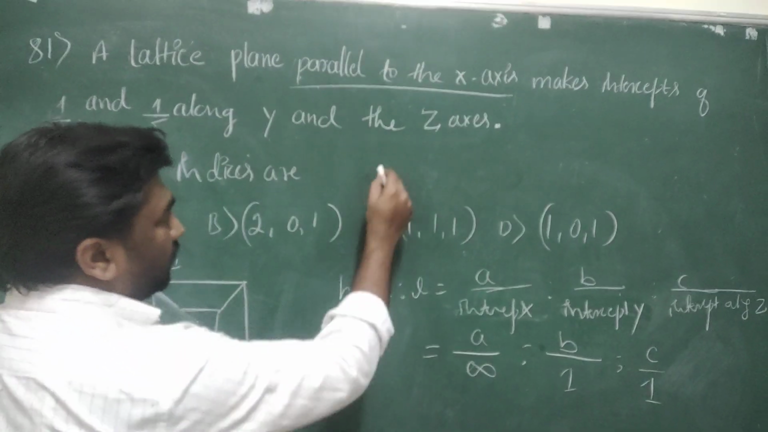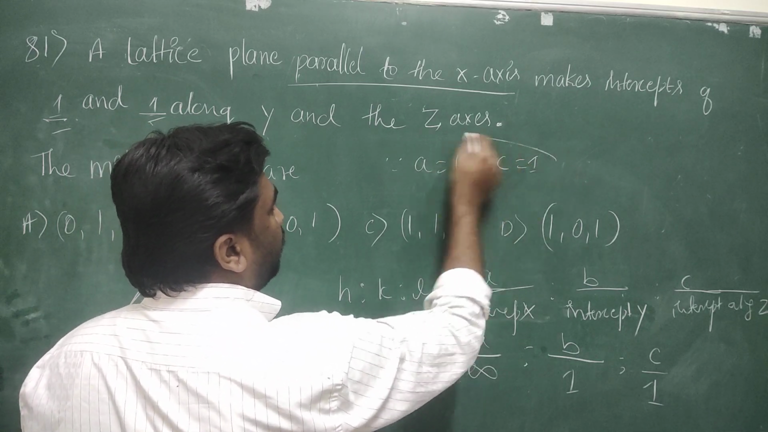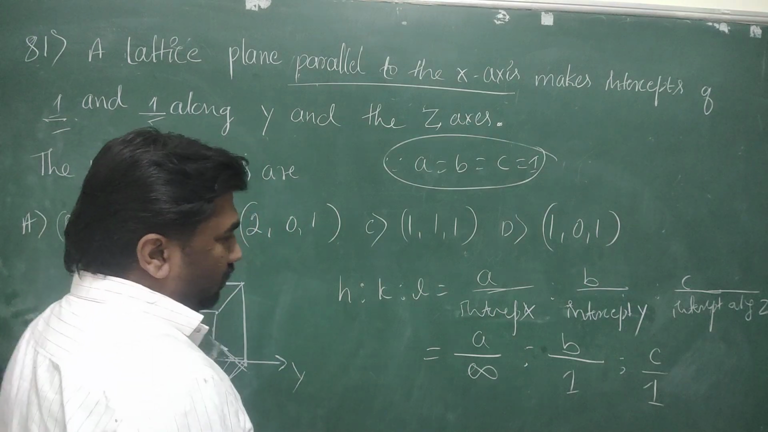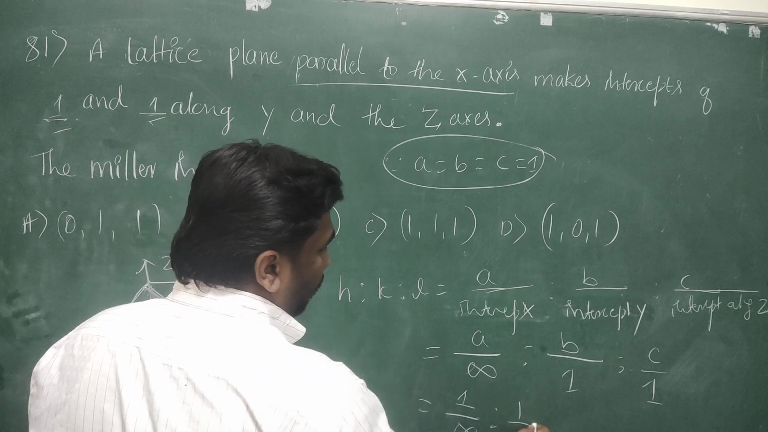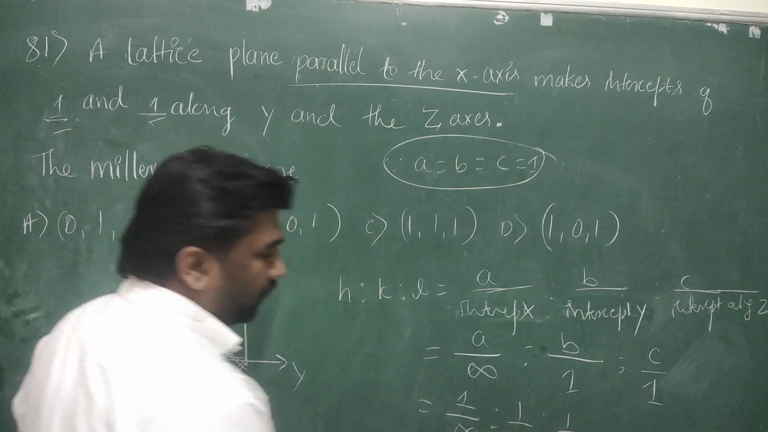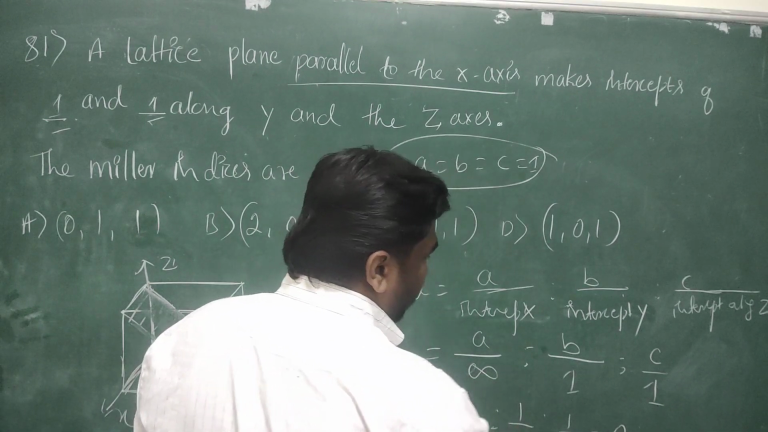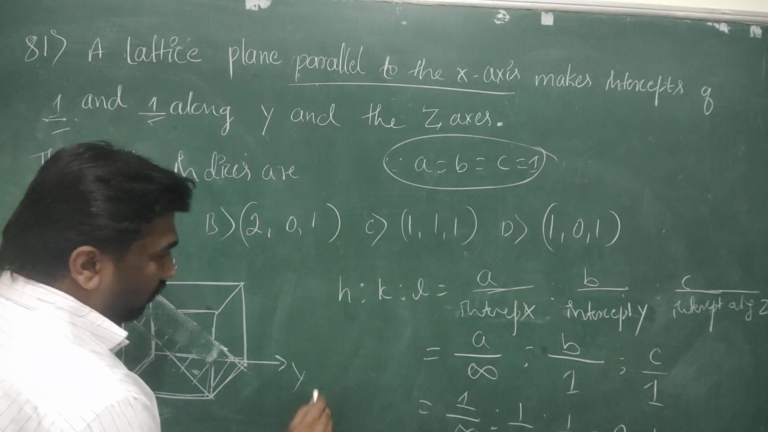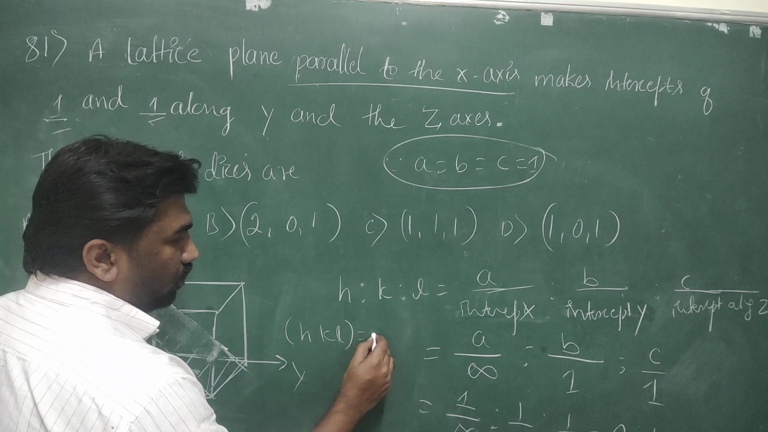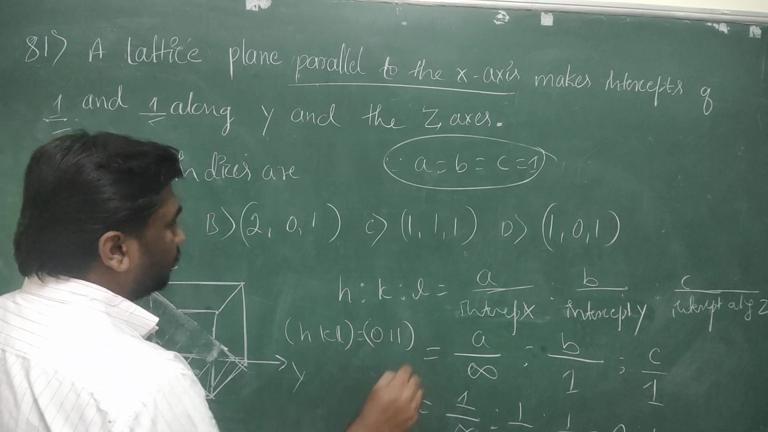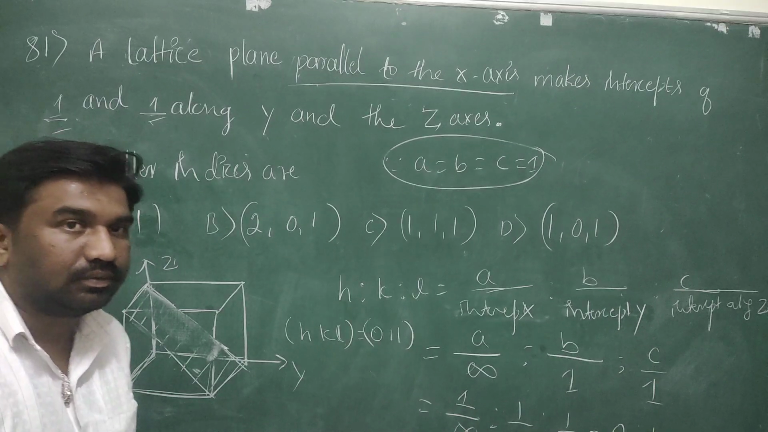Since a : b : c is equal to 1 for a simple cubic, therefore it is equal to 1 by infinity, 1 by 1 and 1 by 1. So 1 by infinity is nothing but 0, and 1 by 1 is 1 and 1 by 1 is 1. Therefore h k l is equal to 0 1 1. So the 0 1 1 plane is the correct answer.